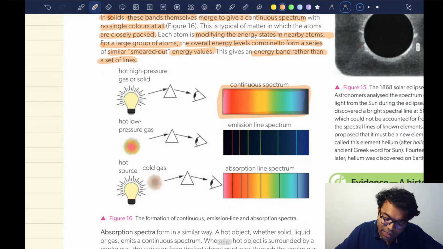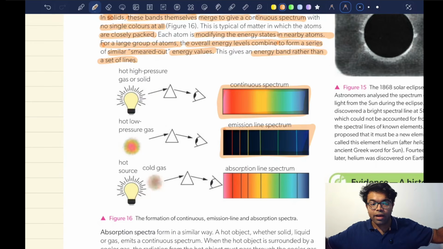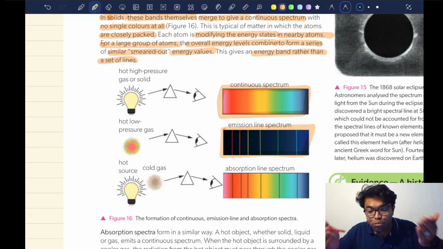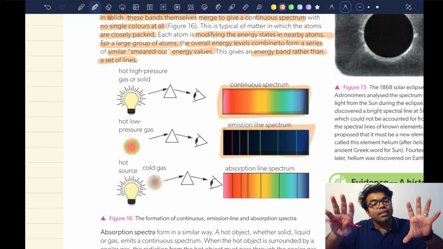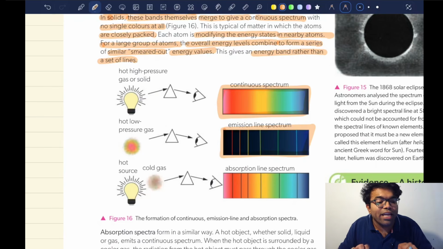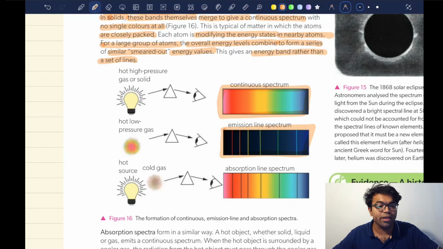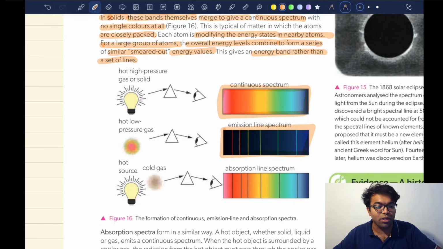So this is the continuous spectrum. This is the emission spectrum. Emission spectrum is when you have a dark background and colorful lines observed on the dark background. Absorption spectrum is when you have a continuous spectrum and the atom absorbs certain frequencies or wavelengths of light, so you get a colorful background with dark lines in between.